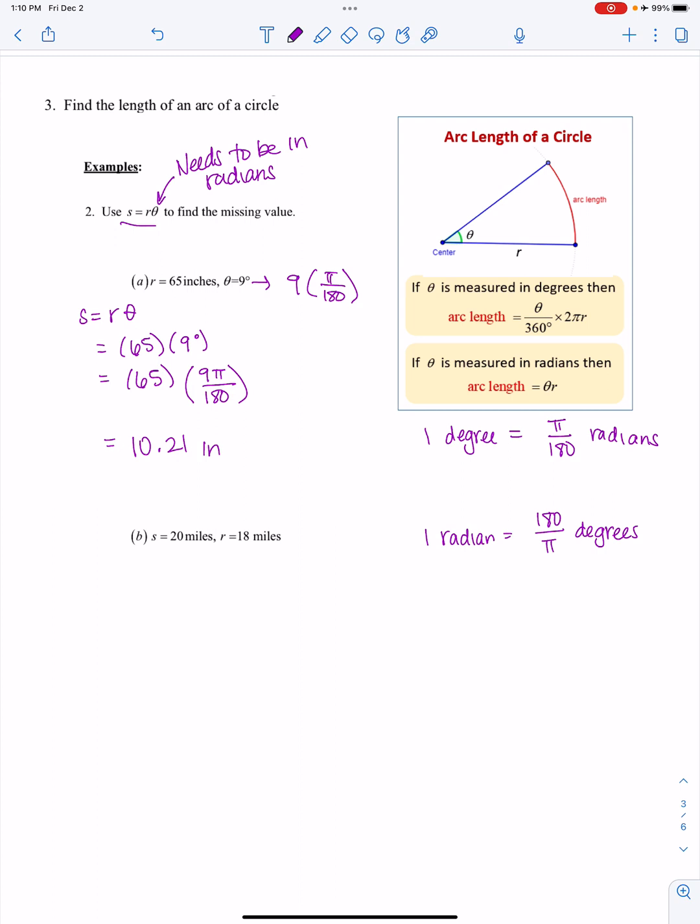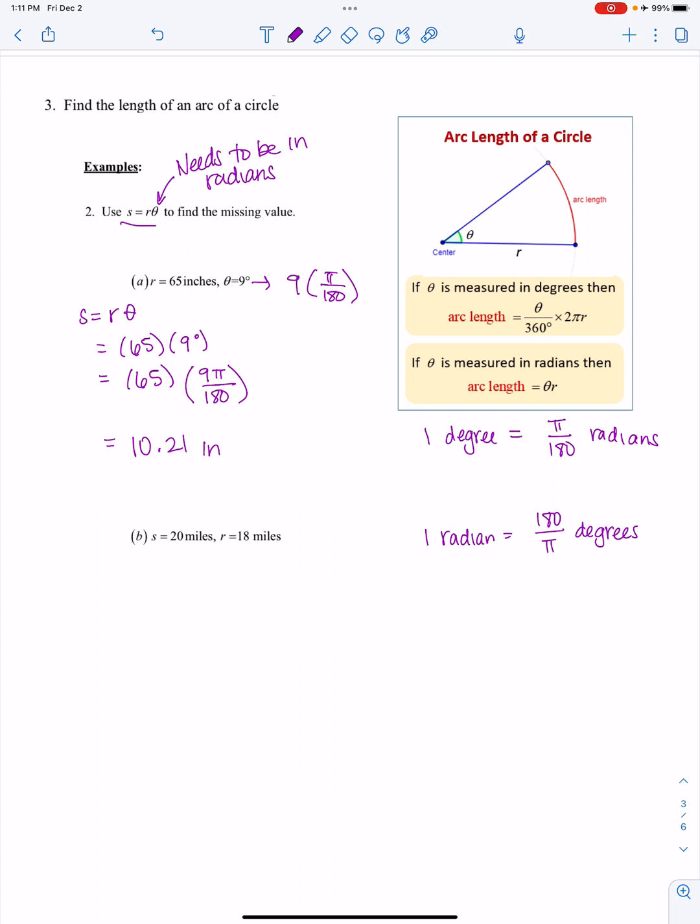Okay, let's do it again. Let's find a different piece of information this time. So this time we have S equals 20 miles. That means that we've traveled 20 miles around our circle and our radius is 18 miles. So we're dealing with a huge circle. It's probably unrealistic for us to actually make this circle, to have a radius of 18 miles and travel 20 miles around one fixed point. So in real life, unrealistic to do it, but in a math class, we can calculate.